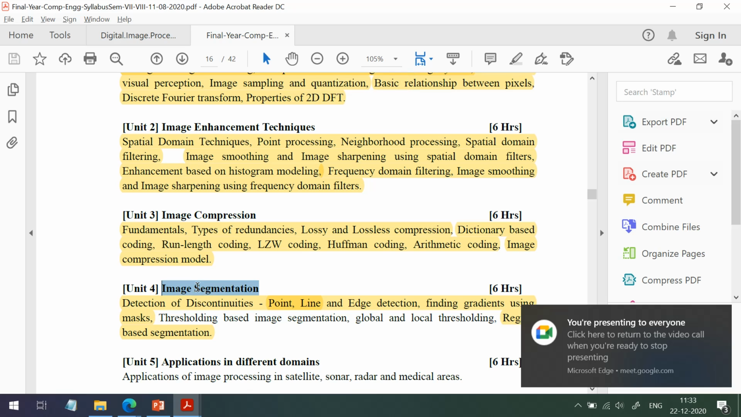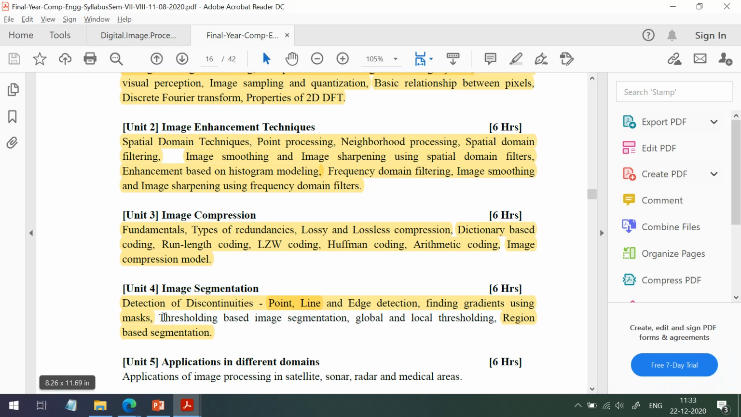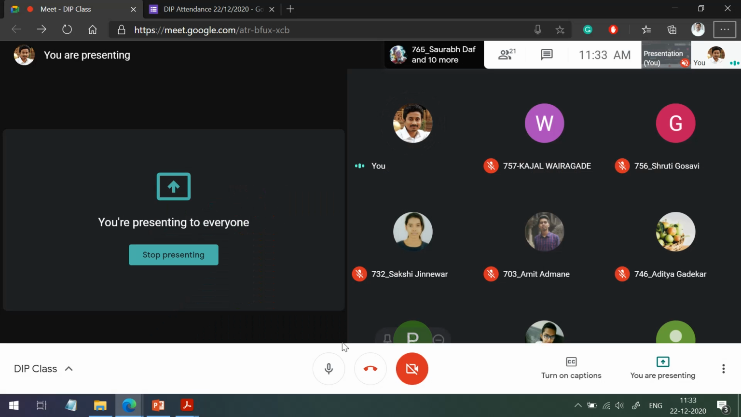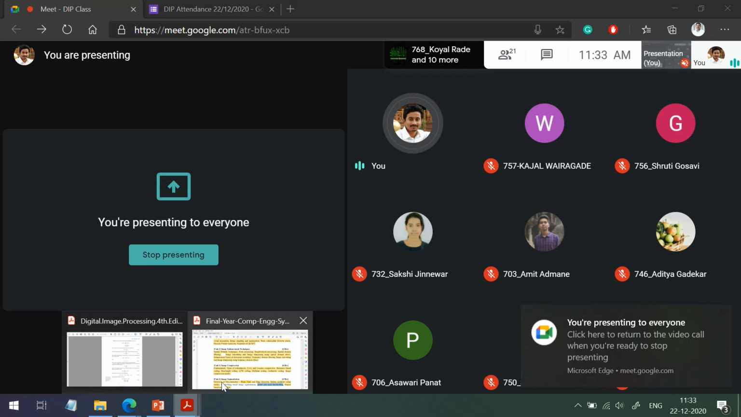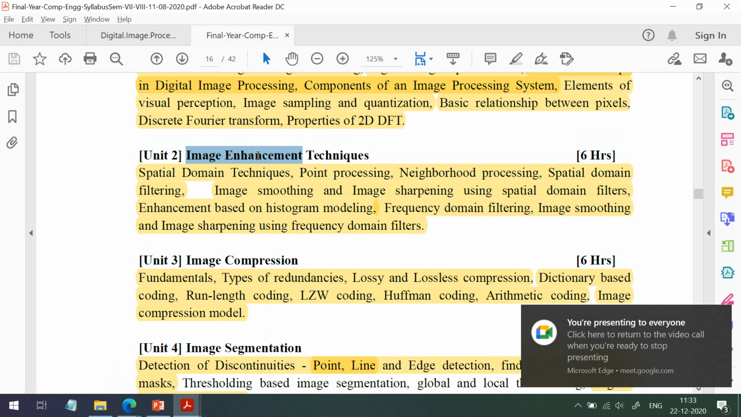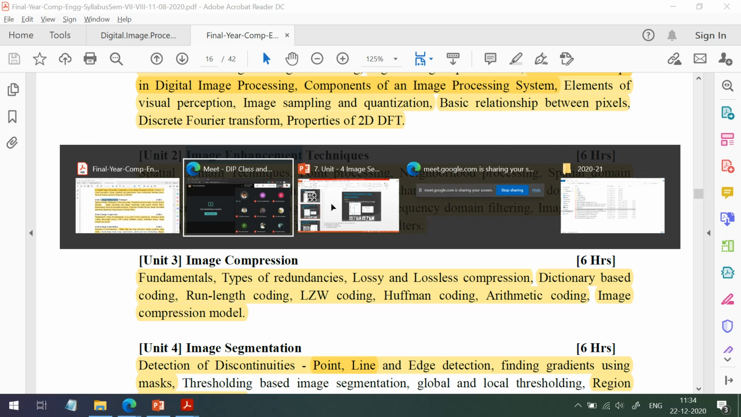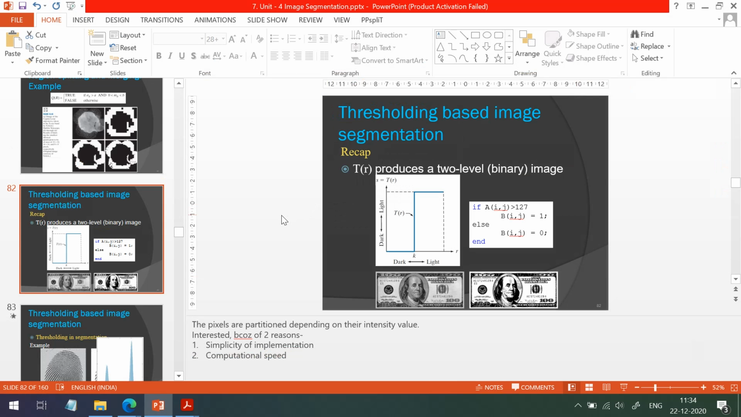So currently we are studying our fourth unit, that is image segmentation, and today we are going to study thresholding based image segmentation, and under that we are going to study global and local thresholding. Actually, we have studied the thresholding operation in our second unit under the topic point processing. So you are familiar with the thresholding operation, but how to use that for the segmentation task, that we are going to study today.